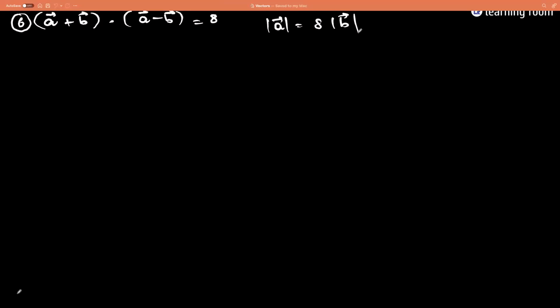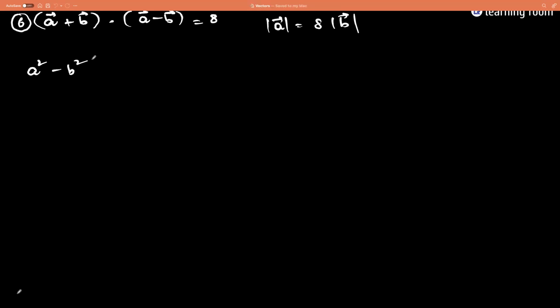Suppose they gave you this problem, they themselves have already given you the dot product. You have how many unknowns? 2 unknowns, and how many expressions do you have in your hand? Will you be able to solve them? Yes, let's proceed. A vector plus B vector dot A vector minus B vector is going to give us, can I directly write it as A square, because A vector dot A vector is A square, minus, can I write it as B square?